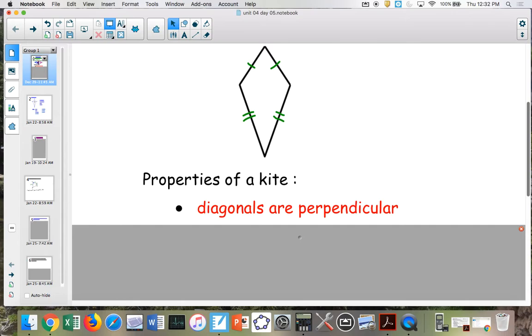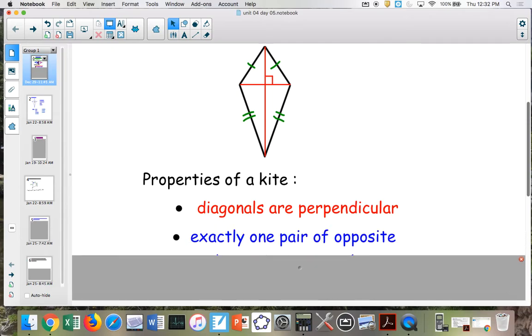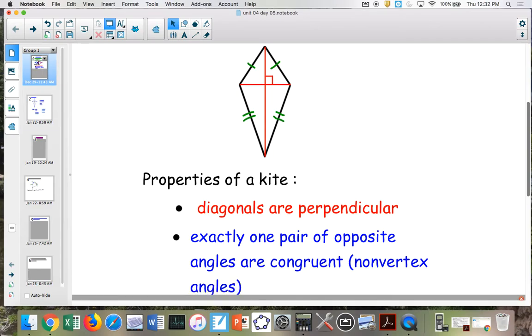First of all, the diagonals are perpendicular. So in the center there, you'll have all right angles. Second, exactly one pair of opposite angles are congruent, and those are called the non-vertex angles. So the angles we're talking about for that are those two angles. So picture those without the diagonals.